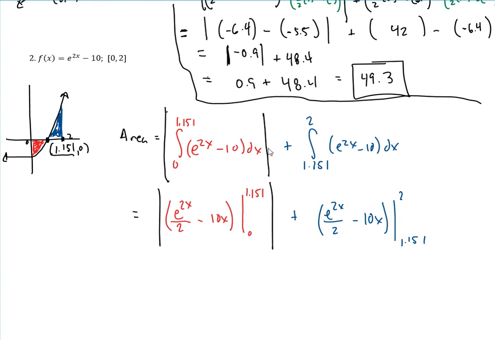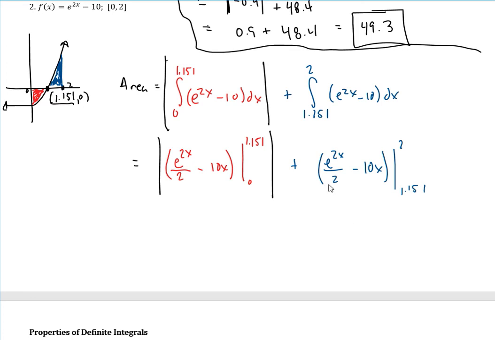Now just keep going. We're going to plug those in. I'm going to plug the 1.151 in black ink into the x's. Let's put it over here a little bit to make sure we have enough room. So it's e to the 2 times 1.151, minus 10 times 1.151.